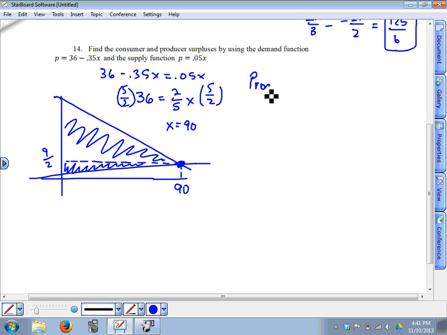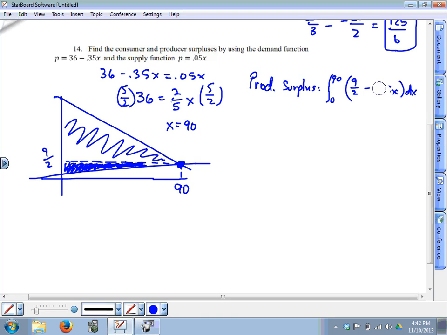That is probably going to be the easiest. Producer surplus, that's the integral from 0 to 90. So we have our bound now. The two graphs intersect here at 90, and they're also bounded by the y-axis. That's when x is equal to 0. From 0 to 90, this right here is the producer surplus. The top curve is price, which is 9/2. Now we subtract the bottom curve, the supply, 0.05x dx.